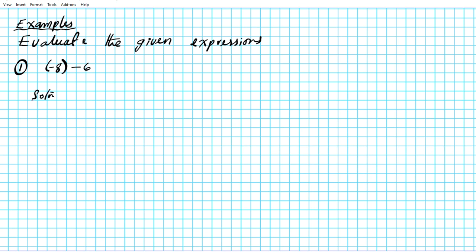The instructions are as follows. We are to evaluate the given expressions. Okay, number 1. What if we have negative 8 minus 6? So let's go ahead and evaluate this expression.